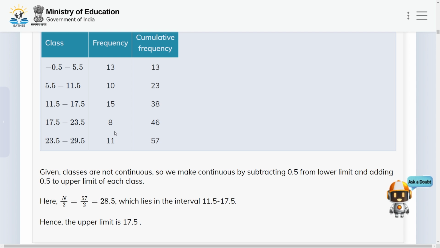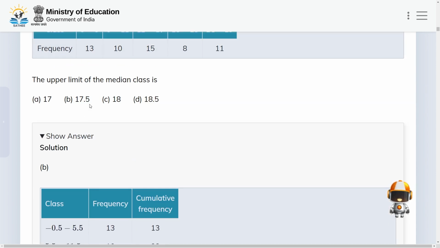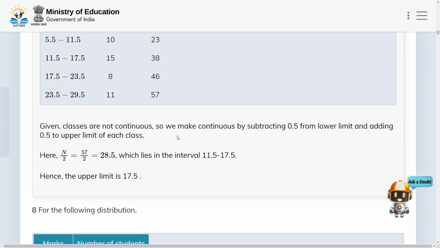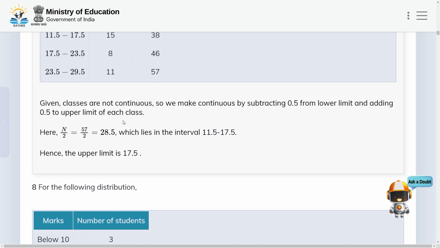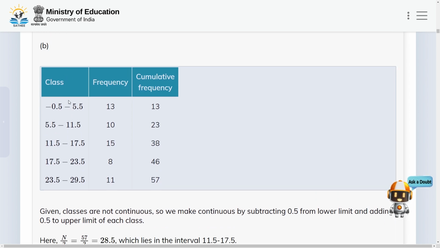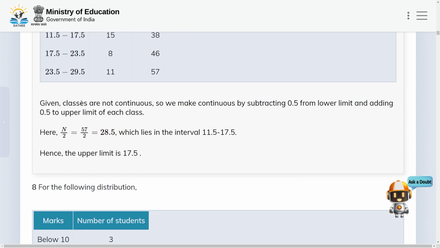The given classes are not continuous. So we first make them continuous by subtracting 0.5 from the lower limit and adding 0.5 to the upper limit of each class. Here n is equal to 57, then n by 2 is 57 by 2, that is equal to 28.5. The class with cumulative frequency just greater than this is 11.5 to 17.5. So this is the median class, and the upper limit of this median class is equal to 17.5.